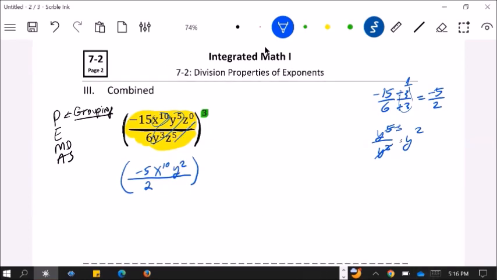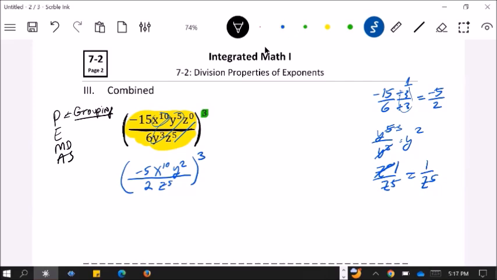Then we have these z's, z to the 0 over z to the 5th, but z to the 0, anything to the 0, is equal to 1. So those 5 z's on the bottom, they stay there because there's no z's on top for them to cancel out.